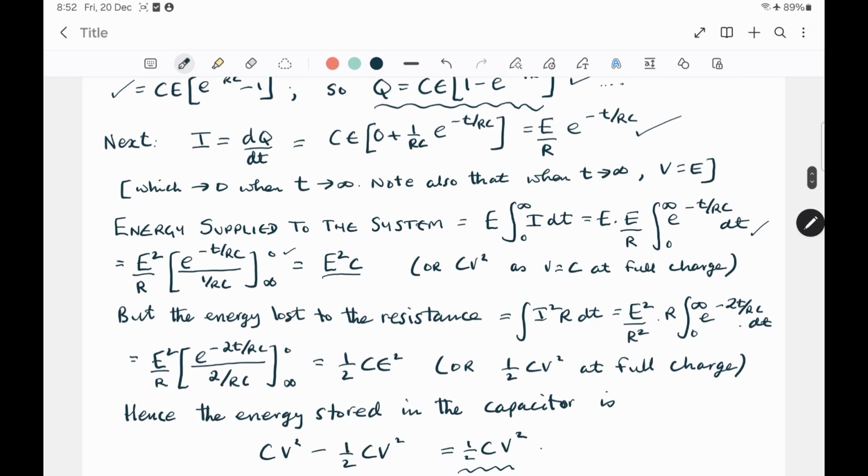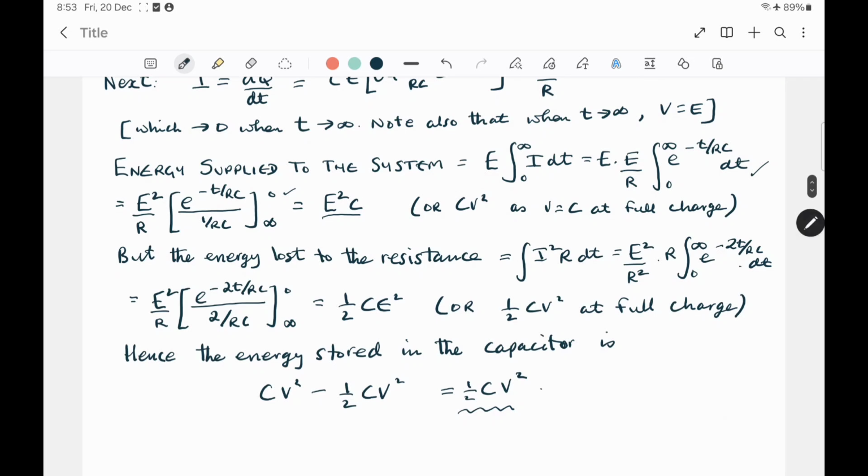However, some of that energy is lost to the resistance, and that is given by I squared R dt. Okay, basic formula. And so then you can take the R outside and some of the other constant terms outside: E squared over R squared times R, integral between 0 and infinity, e to the minus 2t over RC dt. Because remember, we're squaring the I there. That's where the 2 comes from. And working out that integral, we get E squared over R, e to the minus 2t over RC, all divided by 2 divided by RC. And again, we've switched the order of the limits because of the minus sign arising in the integration. And that comes down to half CE squared, or half CV squared at full charge.